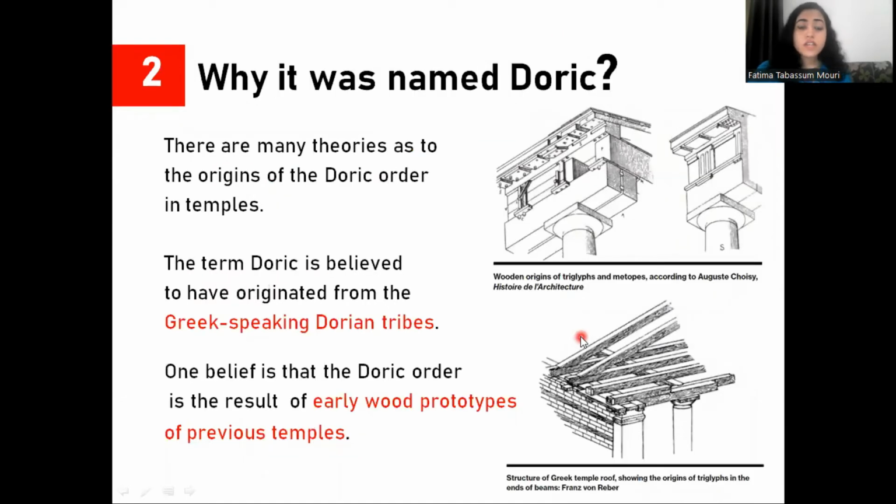Then the question is why it was named Doric. There are many theories, but the most believed theory is that the name originated from the Greek-speaking Dorian tribes. One of the other beliefs is that the Doric order is the result of early wood prototypes of previous temples. In the first image, we can see the wooden prototype of the temple and the conversion into Doric order in the stone temples. In the second image, we can see the earlier temples were made with wood, and not only the columns but also the roof was made with wood.